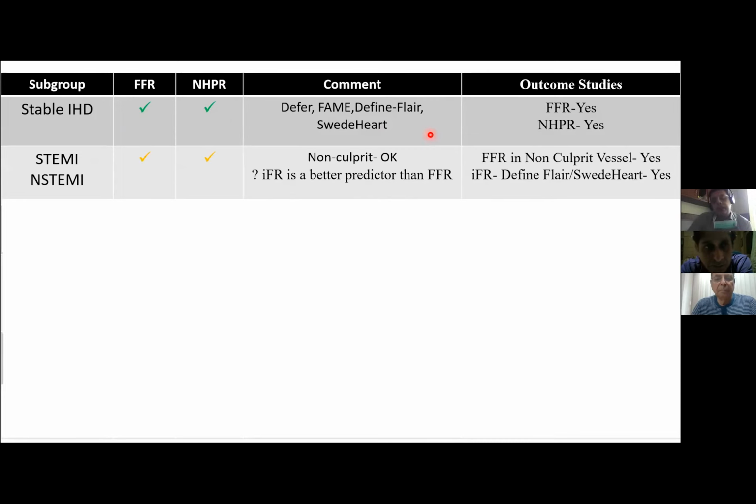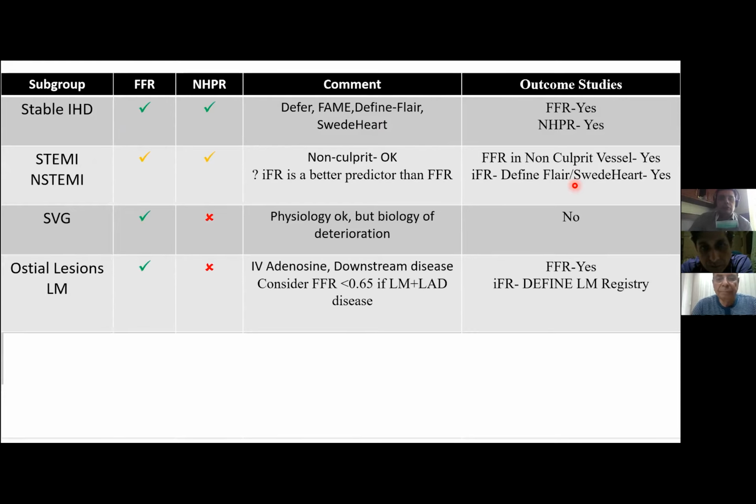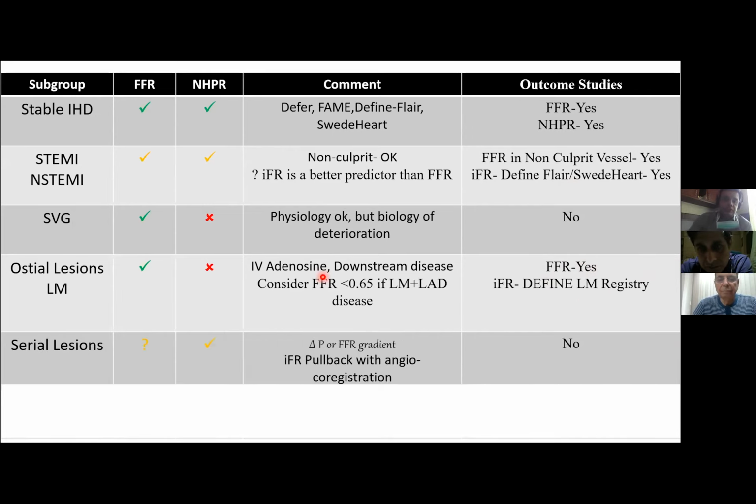ST elevation MI, culprit, no. Non-culprit is okay for an FFR. Culprit IFR is better as per the recent analysis of the DEFINE FLAIR trial, but there are no outcome trials with regards to non-hyperemic pressure ratios. SVG graft FFR is tested, not a non-hyperemic pressure ratio. The biology of the deceleration is probably different. Ostial lesions, left main, there are no outcome trials for any of the non-hyperemic pressure ratios. FFR, there are a few, but there are issues with IV adenosine, downstream disease, etc.